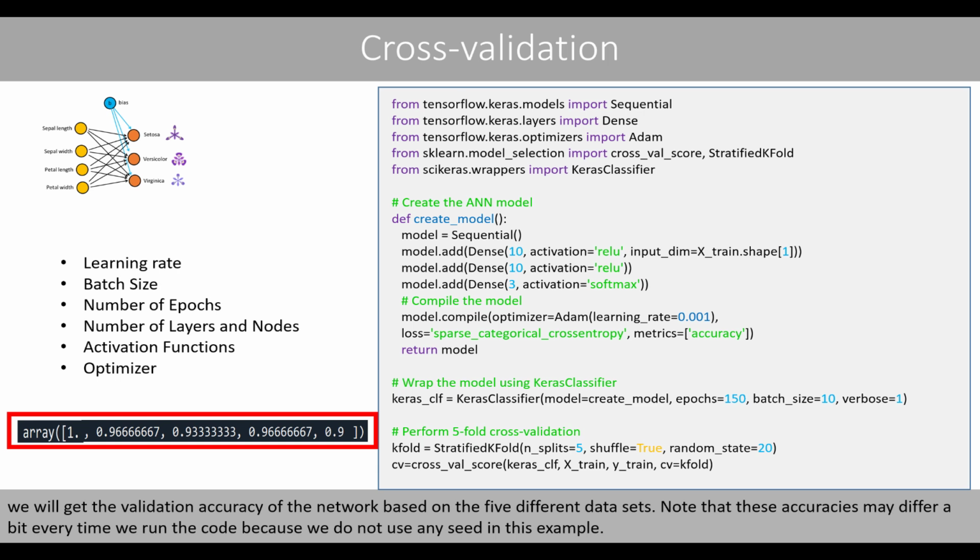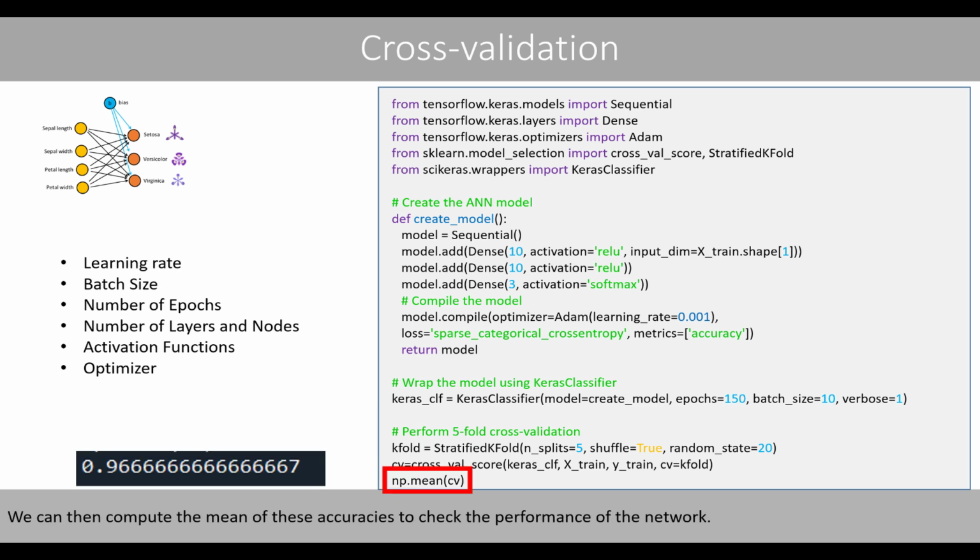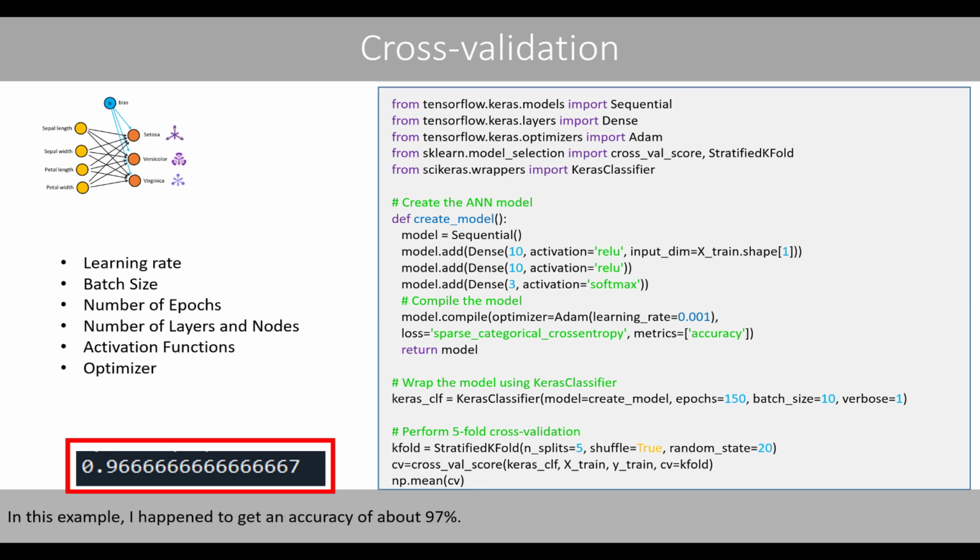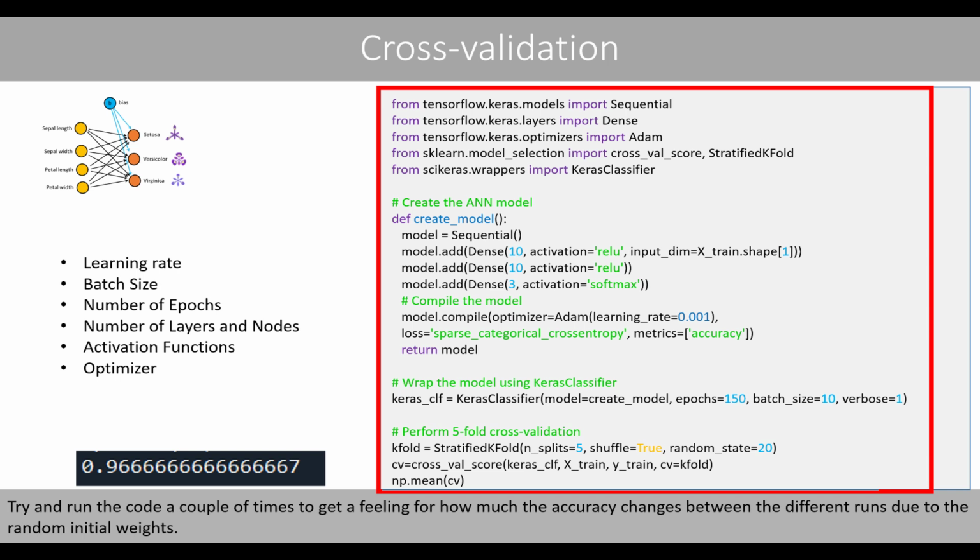Note that these accuracies may differ a bit every time you run the code because we do not use any seed in this example. We can then compute the mean of these accuracies to check the overall performance of the network. In this example, I happen to get an accuracy of about 97%. Try and run the code a couple of times to get a feeling for how much the accuracy changes between the different runs due to the random initial weights.